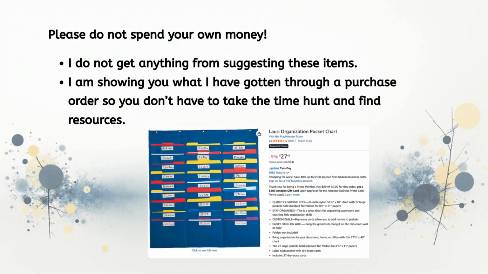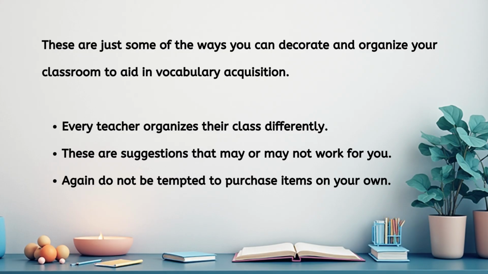So these are the items that I've seen used. It goes all the way from A to Z and then gives you 2 extra pockets at the bottom. Again, everyone does their class differently. These are just suggestions. Hopefully you're able to put in some sort of purchase order so you do not have to spend your own money.